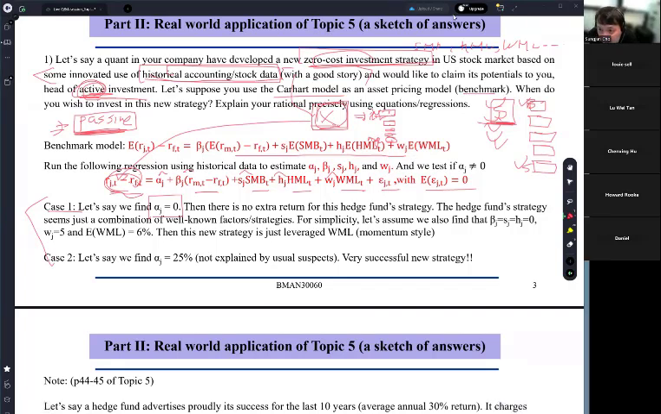Alpha is the intercept, right? Alpha is the intercept. Beta is the slope for market excess return. This is the slope for SMB, the slope for HML, the slope for winner minus loser. Okay.